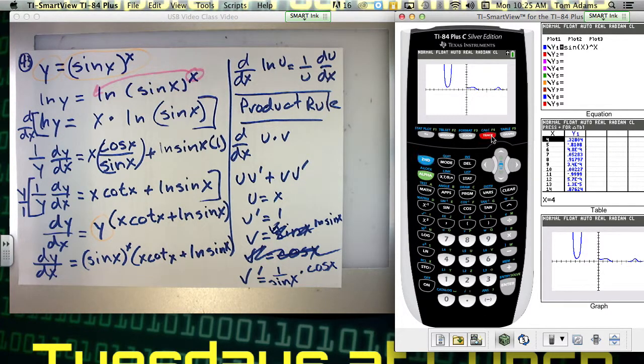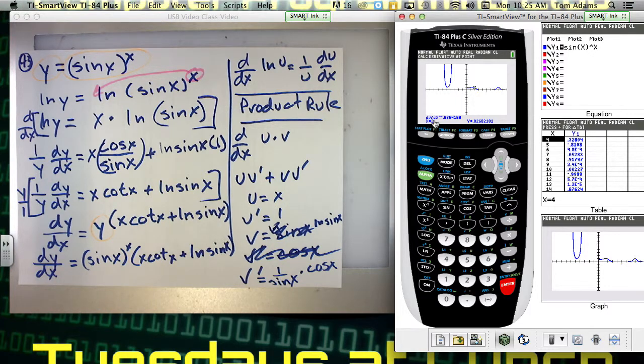tangent line. So if I hit second trace and I come down to dy dx, which is option number 6 in your calculate menu, and I just say like 2 equals x, right? My calculator spits out an answer of dy dx equals negative 0.835. Now what that's saying is if I were to go through and finish and find the equation of the tangent line, it would have a slope of this negative 0.835 when x equals 2.